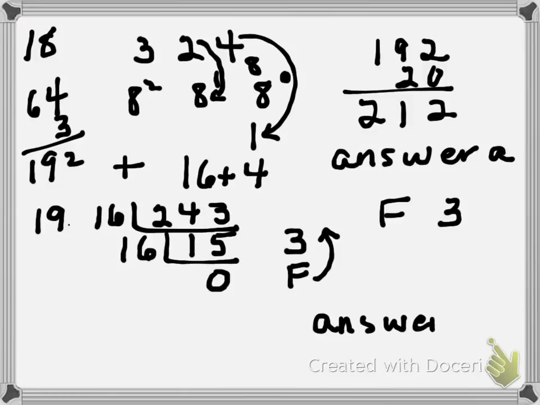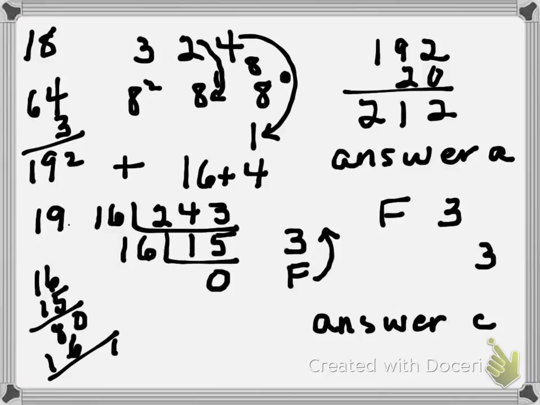Now you can always check this by doing 16 to the 0 is 1, and 1 times 3 is 3. And then you can do 16 times 15, and get 240, and when I add those I get 243, which is what I started with. So you can always check these.